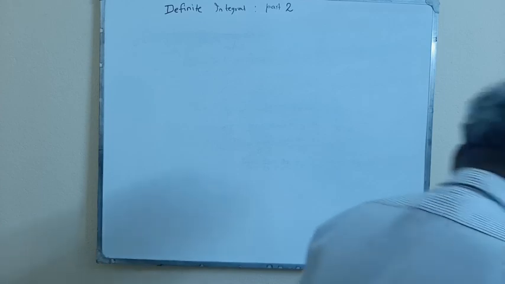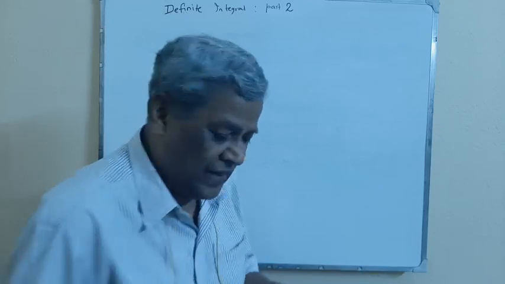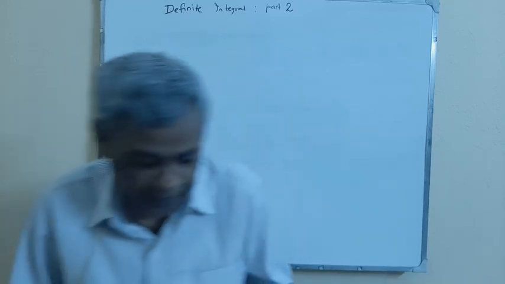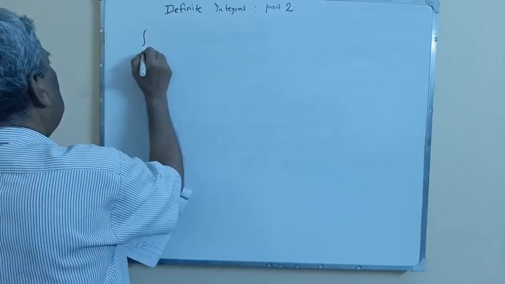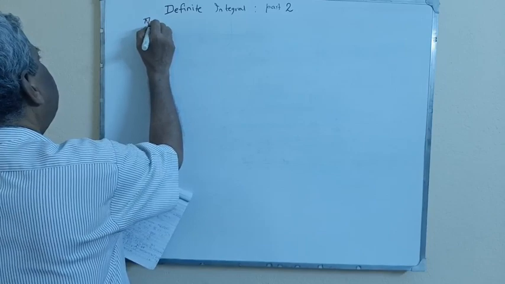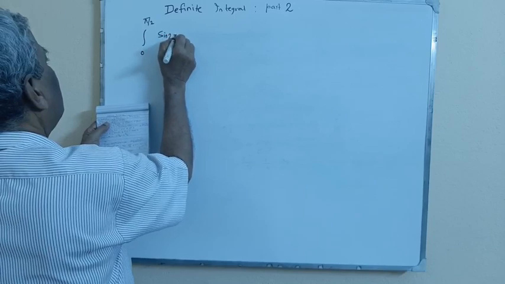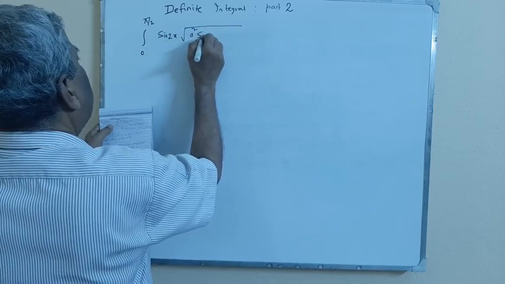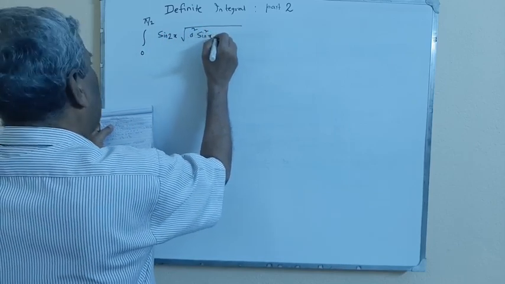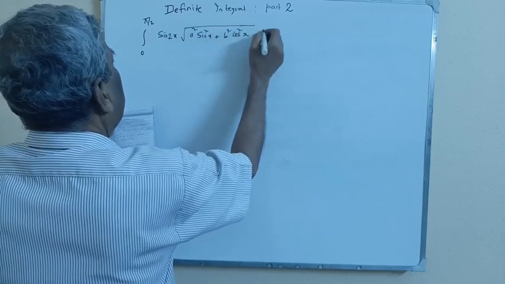Welcome. Today we discuss a few problems on definite integral. Let us take the first problem as the integral from 0 to pi by 2 of sine 2x divided by the square root of a square sine square x plus b square cos square x, dx.